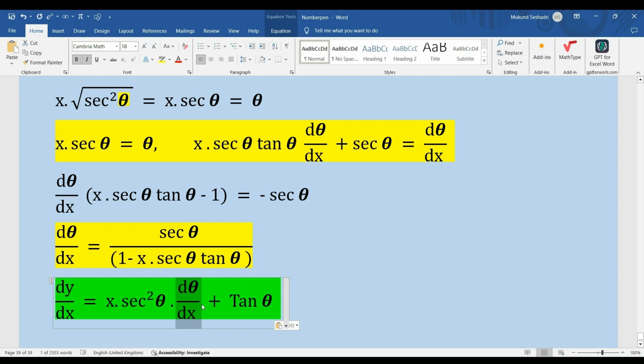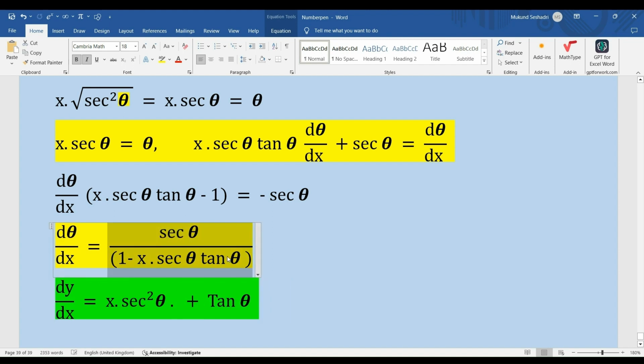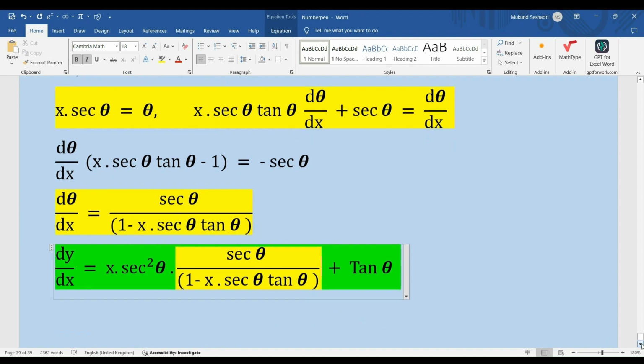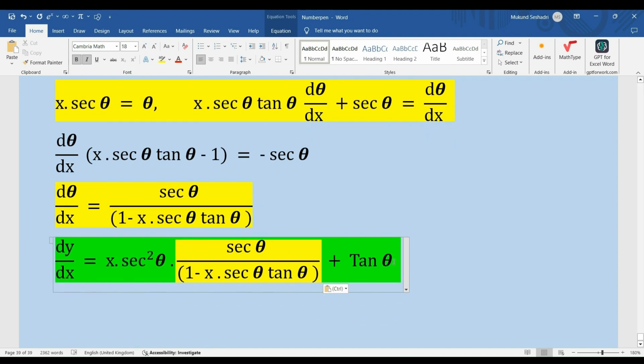I just replace my d theta by dx with what we have in the yellow expression, right? So this is what I have as my answer, but my answer is in terms of theta, right? So I need to put it back in terms of y and x, right? So that is what we're going to do in the subsequent steps. So I take a glance to see everything is okay.